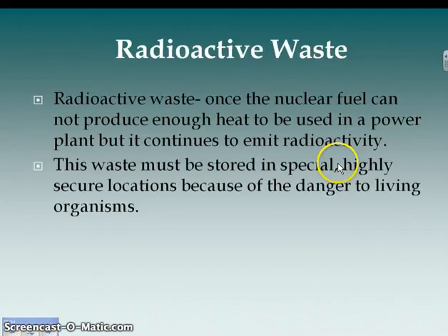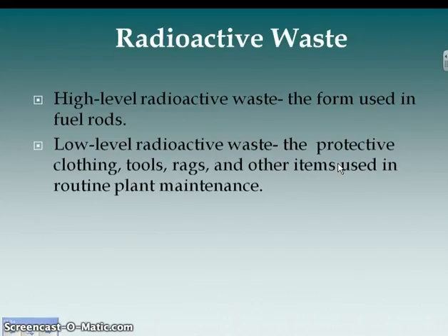The other disadvantage of nuclear power is radioactive waste, and radioactive waste happens once the nuclear fuel can't produce enough heat to be used in the power plant, but it continues to emit radioactivity. And so we have to take this radioactive waste, and we have to put it somewhere. We have to store it in special, highly secure locations because it's very, very dangerous to living organisms. That radiation can penetrate your skin, your cells' nuclei, mess up your DNA, cause all types of cancer. So radiation is very, very dangerous.